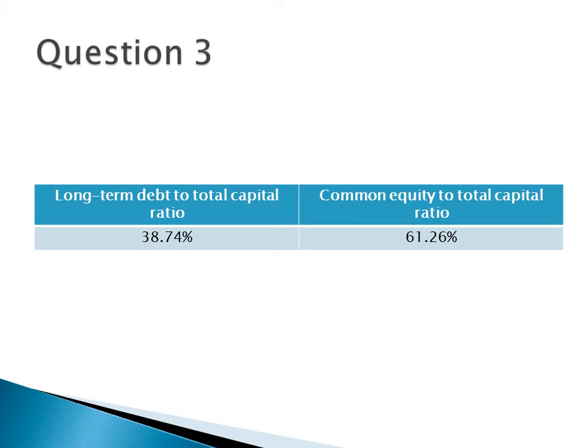Question 3 asks, now calculate AT&T's capital structure just using long-term capital, in other words, long-term debt and common equity. Use your results from previous questions to accomplish this. Calculate the long-term debt to total long-term capital ratio and the common equity to total capital ratio. AT&T's long-term debt to total long-term capital ratio was 38.74%, and their common equity to total capital ratio was 61.26%.